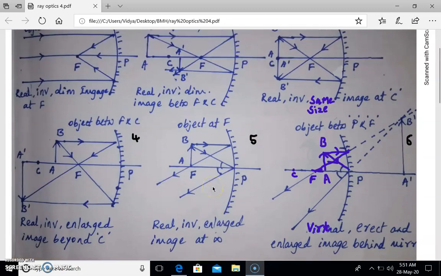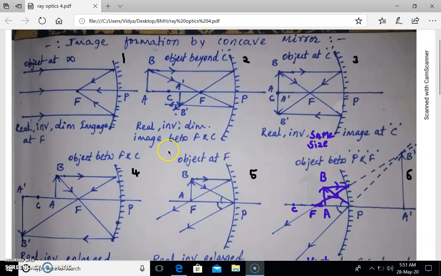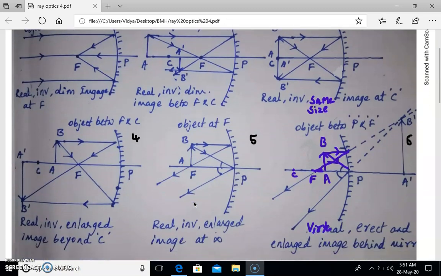This particular case is vice versa of case 1. In case 1, the object is at infinity, the image is formed at focus. In case 5, the object is at F, the image is formed at infinity.